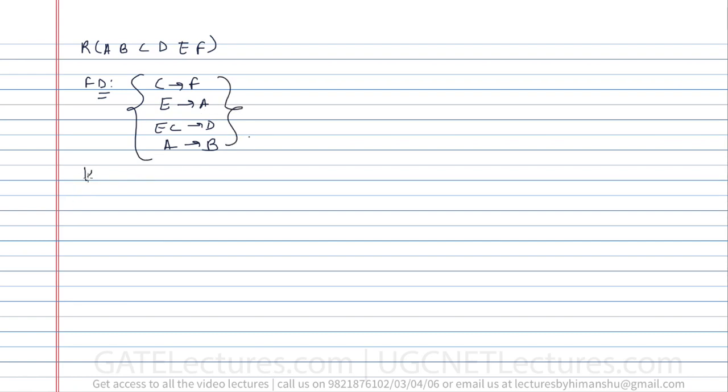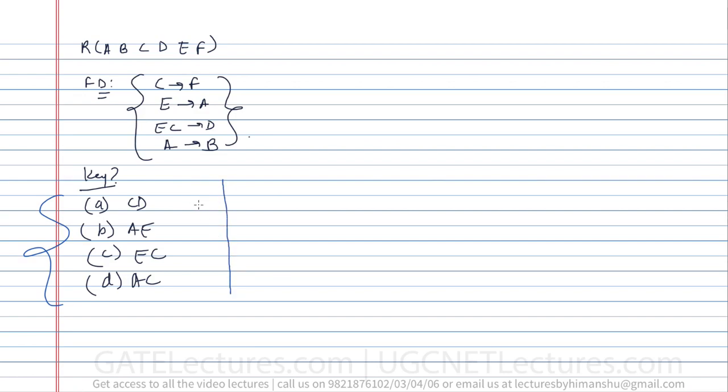Now they are asking which of the following is representing a key. That means option A is CD, option B is AE, option C is EC, and option D is AC, right? Which of the following is representing a key? Now you can see in all these four options, some of them may be a key, some of them may not be a key. So what is the easiest method of solving this? You can solve it in another method also, but what is the easiest method?